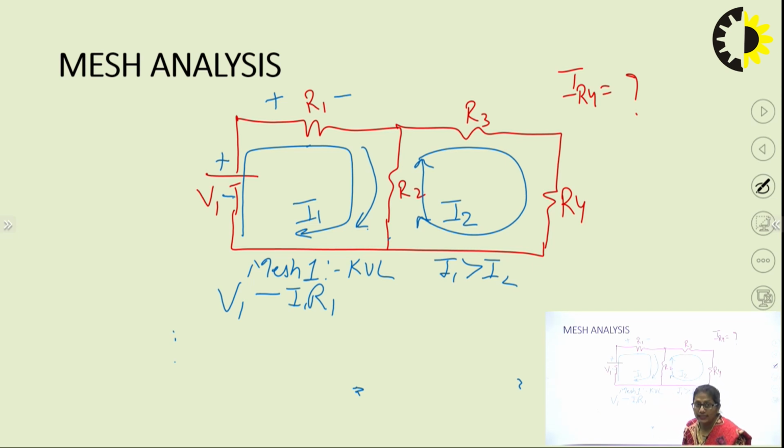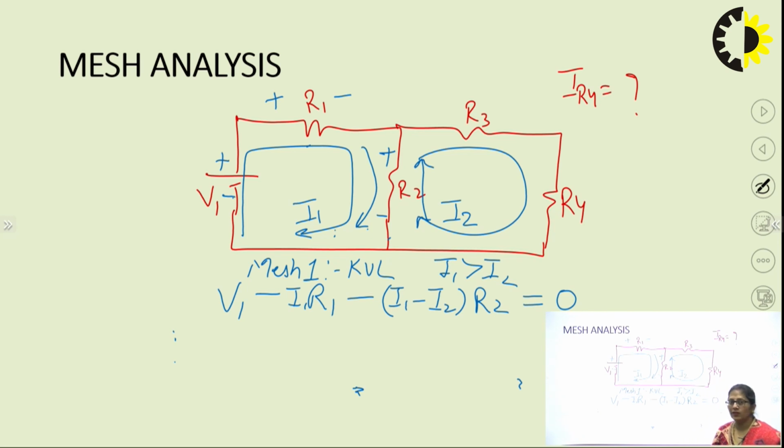If that is so, the drop across R2 would be positive and negative, isn't it? If this is a drop, it has to be positive, negative, and we are considering I1 is greater than I2. That's why I'll be writing it as (I1 minus I2) multiplied by R2 is equal to 0. No more element left. So, my KVL equation for this becomes V1 minus I1 R1 minus (I1 minus I2) into R2 is equal to 0.